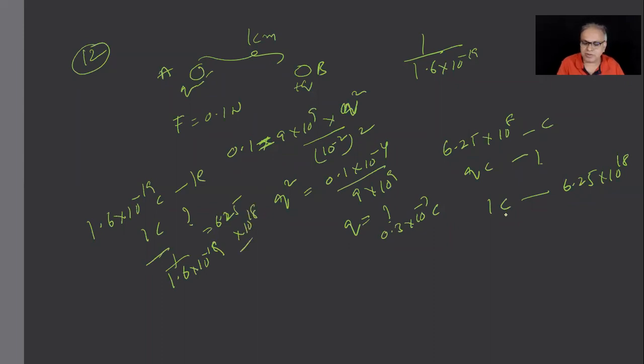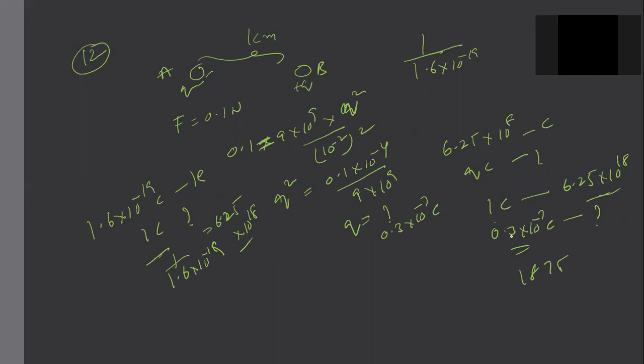So you got so many coulombs here. 1 coulomb is so many electrons. So 0.3 into 10 to the power minus 7 coulombs is how many electrons? Do you understand? Simply this into this. How much is that? 1.8 into 10 to the power 11 electrons. 10 to the power 7 goes to 11. All right.